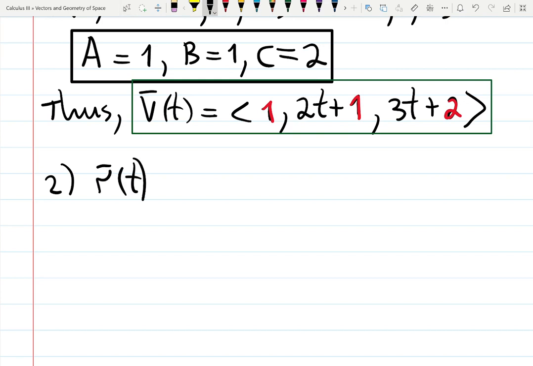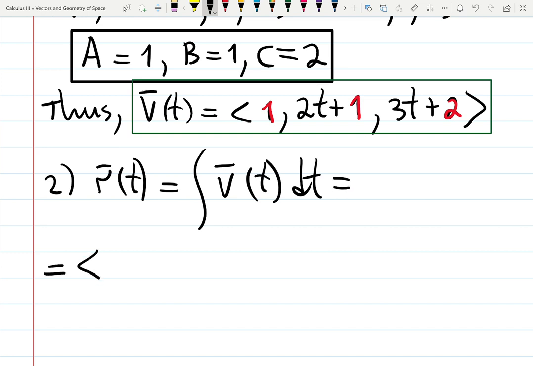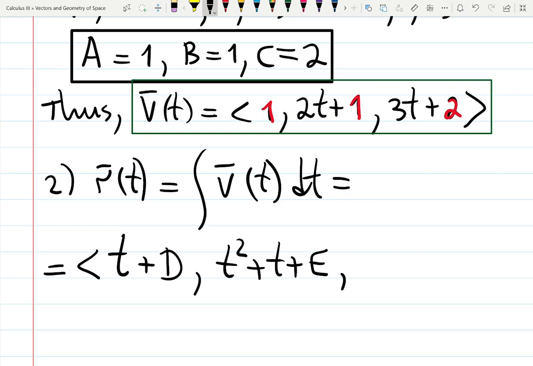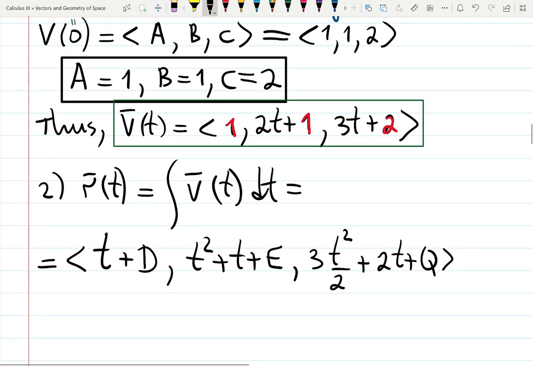R of t is the integral of v of t. And I will not be writing so many details anymore. Let's just integrate right away. Integral of 1 is t, plus, which one would you want to call it? D. Let's do D. I like D. 2t plus 1 gives you t squared plus t, plus what? E. E, thank you. 3t plus 2? 3t squared divided by 2 plus 2t plus? Q. Q? Okay, why not? Yes, Q. All agree?